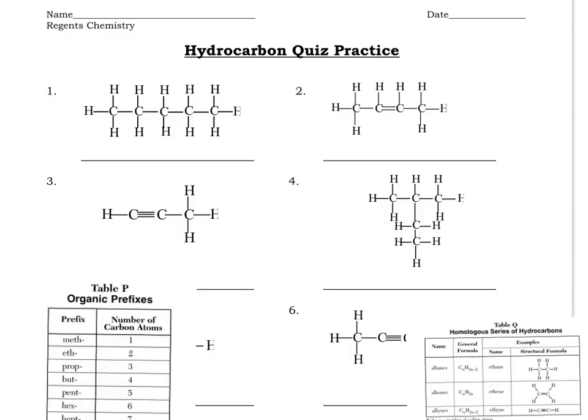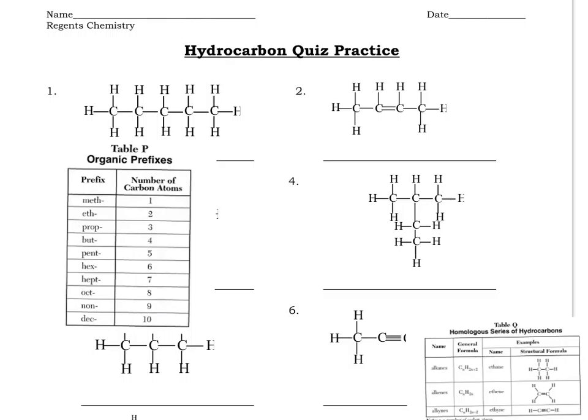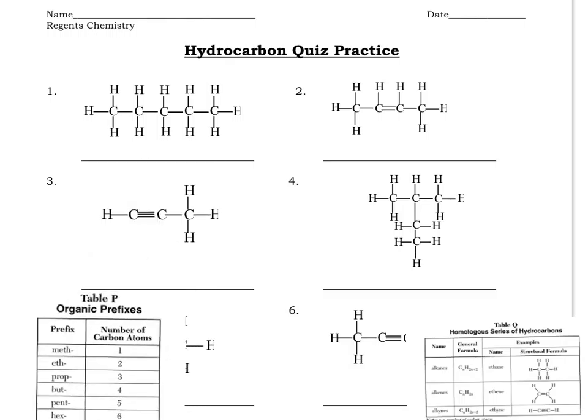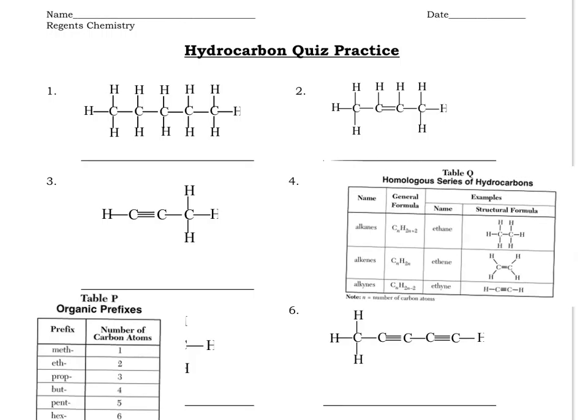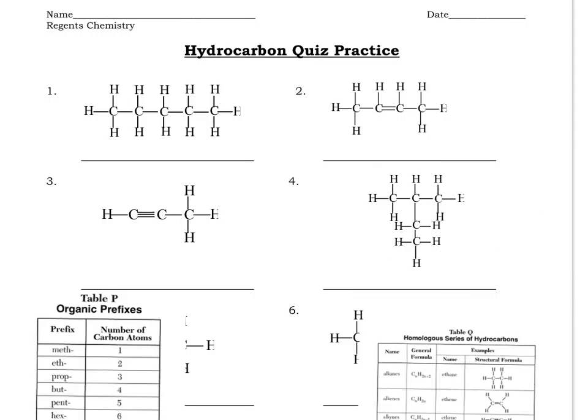This quiz is on hydrocarbons. Knowing that, I pulled in table P, which tells me my prefixes based on the number of carbons, and also table Q, which shows me my three different homologous series, the alkanes, alkenes, and alkynes, based on whether or not they have all single bonds, at least one double or one triple bond.